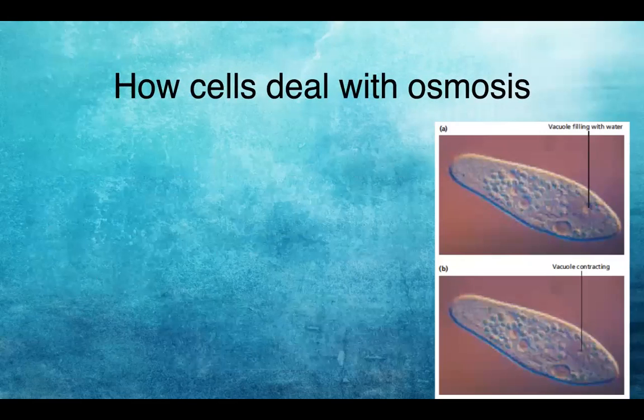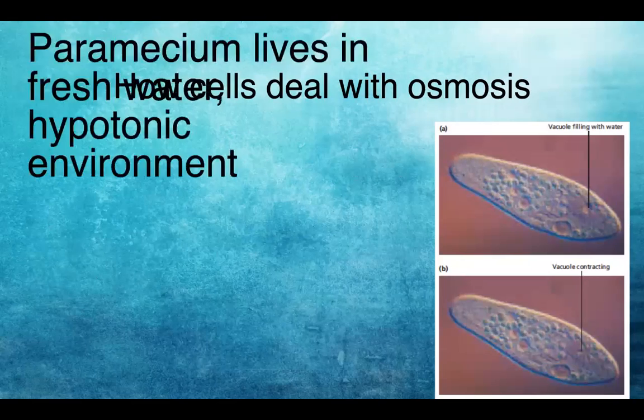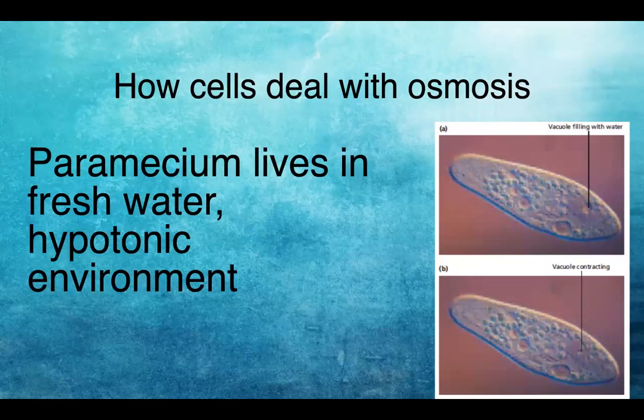Okay, so there's different ways for organisms or cells to deal with osmosis. I mentioned this in chapter 4 when I talked about vacuoles. This again is a paramecium. It lives in fresh water. So outside of the paramecium is fresh water, which means it has a higher concentration of water than inside the paramecium, which means that it's constantly absorbing water. Now, it's going to blow up just like a red blood cell will, unless it has a way of dealing with that. And it does.